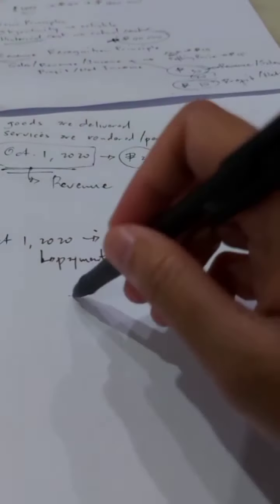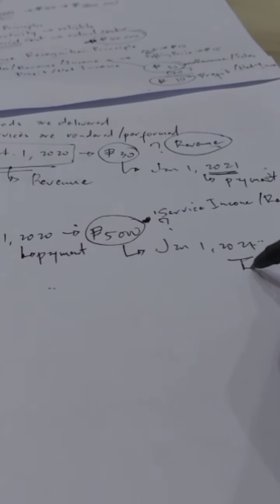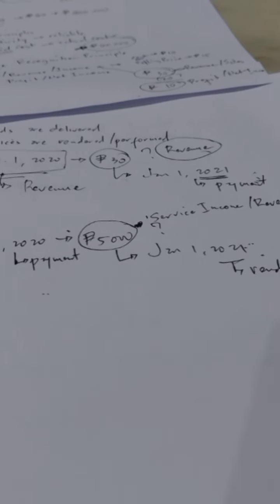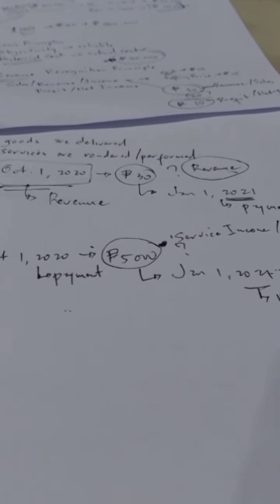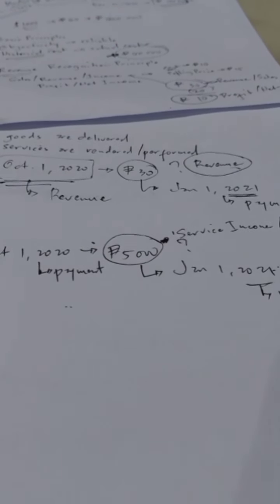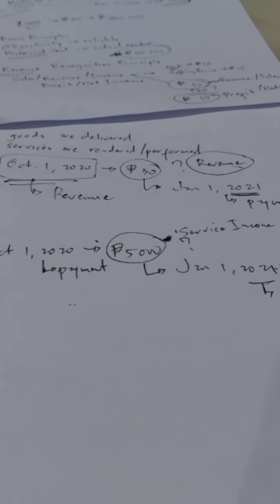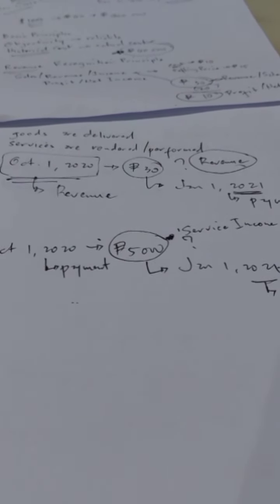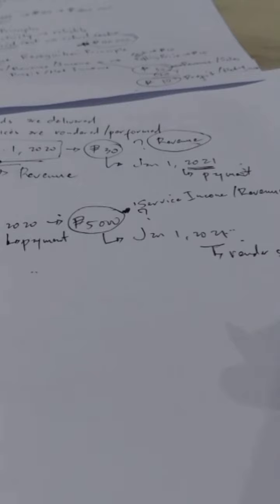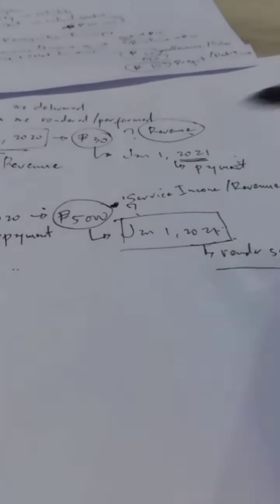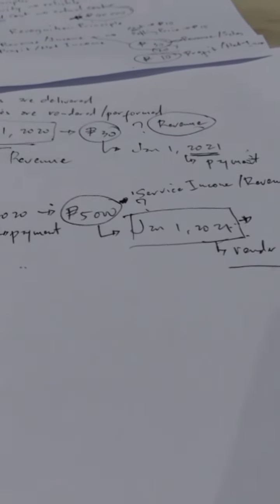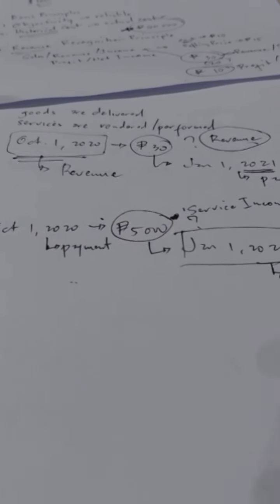So, ang payment ay 2020. Pero, kailan ka magre-render ng service? Magre-render ka ng service on January 2021. Ano sabi natin pag revenue recognition? Revenue should be recorded or recognized when goods are delivered or services are rendered or performed. So, kailan natin siya i-record as service revenue or service income? Kung kailan ka naka-render ng service. Kailan ka magre-render ng service? January 1, 2021. So, dito mo i-record as revenue, hindi sa October 1, 2020. Kasi yung October 1, 2020, nagbayad lang siya, pero hindi ka pa nag-render ng service.